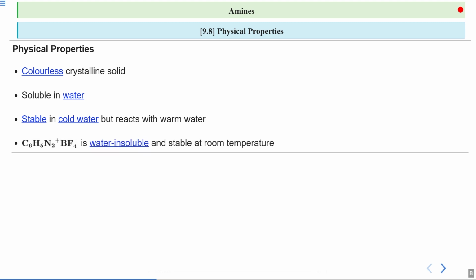Now if we talk about C6H5N2+ BF4-, which is benzene diazonium tetrafluoroborate, this is water insoluble and stable at room temperature. Basically its insolubility is due to its non-polar nature, and its stability stems from the resonance stabilization of the diazonium ion and the weak coordination of the BF4- anion.